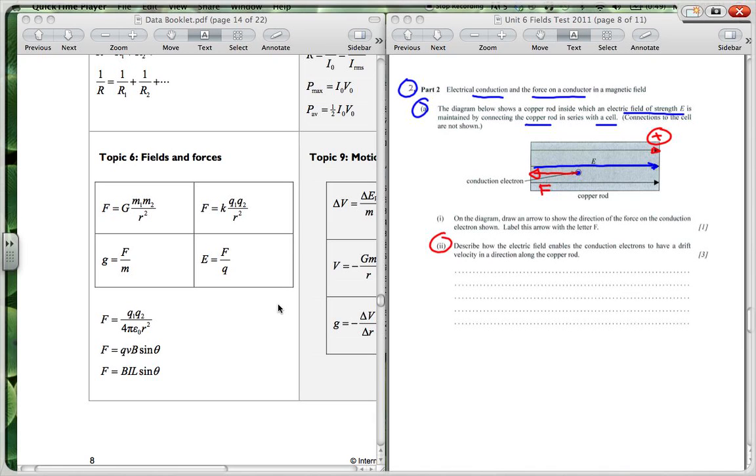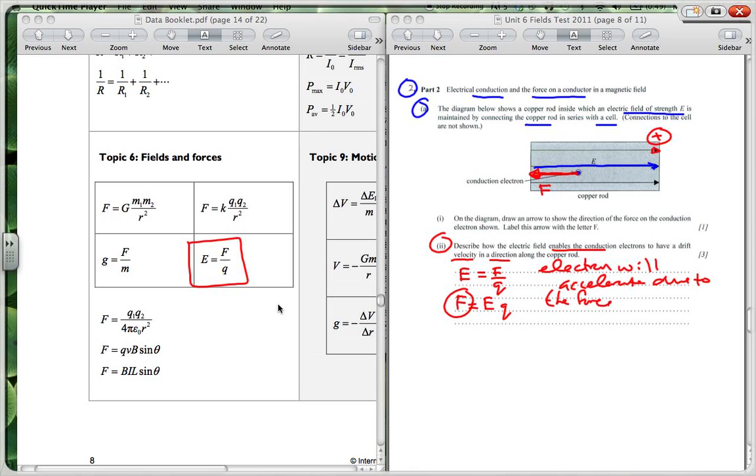Then it says, describe how the electric field enables the conduction electrons to have a drift velocity in the direction shown along the copper rod. Well, because we have this formula over here, that E is equal to F over Q, we can therefore have that F is equal to EQ. So the electric field will cause a force to be applied to the electron, and the force will be in that direction there on this electron. So the electron will accelerate due to the force.